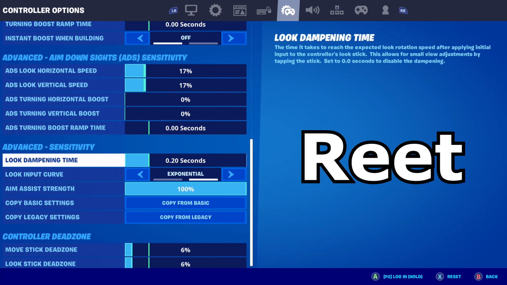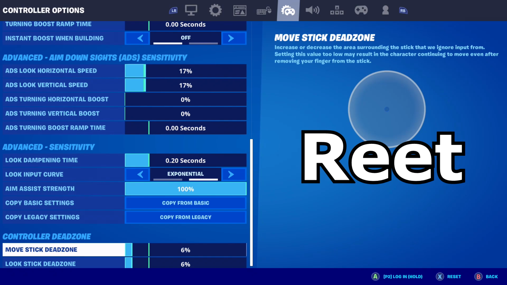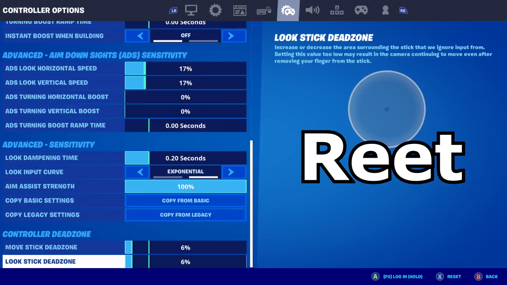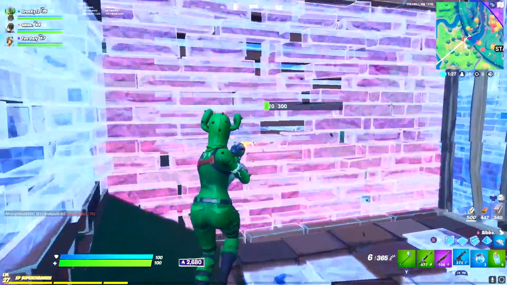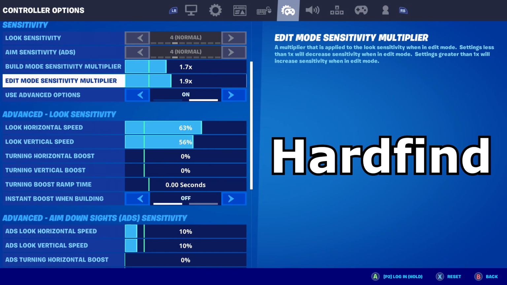But then when you look at the advanced sensitivity section, you'll see that he's actually the first player to use a non-zero look dampening time, as he uses the default 0.20. And finally, he uses 6% for both his move stick and look stick dead zones. Our fourth Exponential player is Hardfind. Starting with building and editing sense, he's using a 1.7x build multiplier and 1.9x edit multiplier.